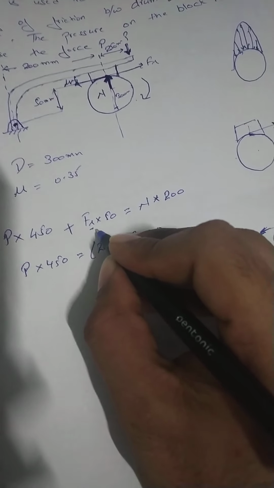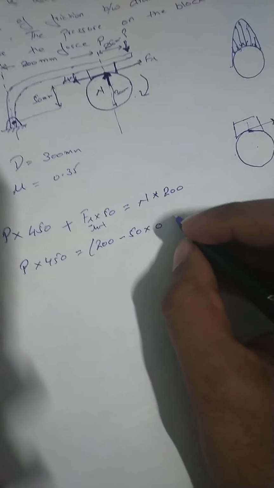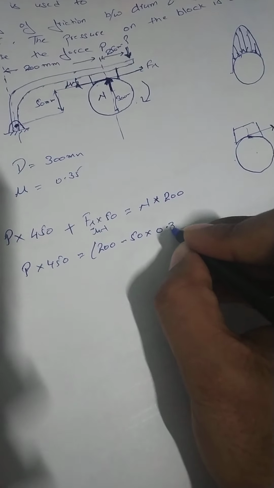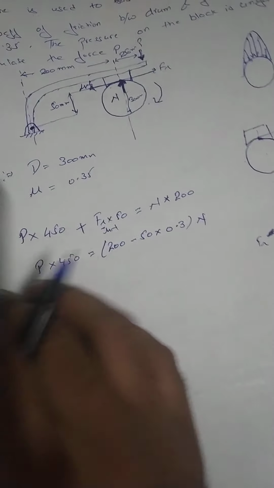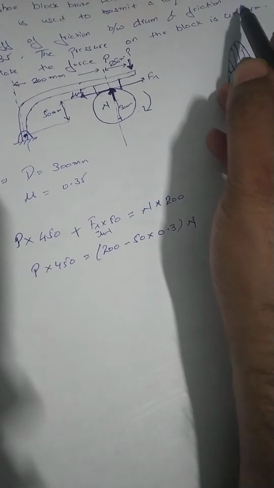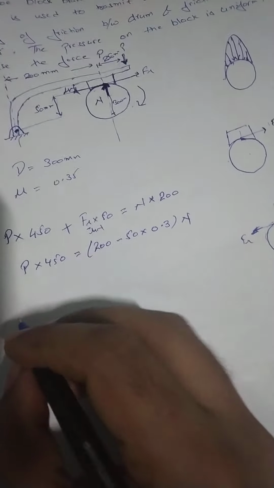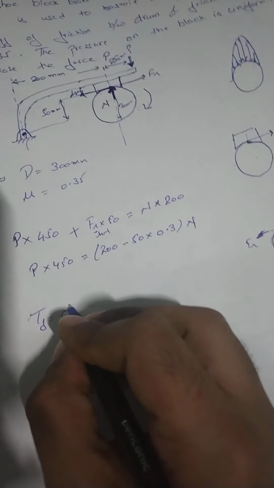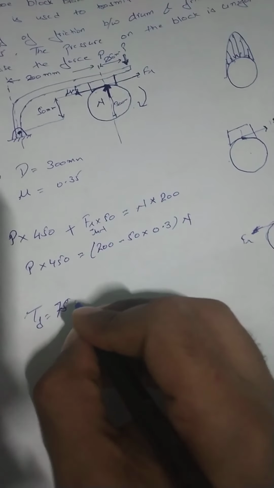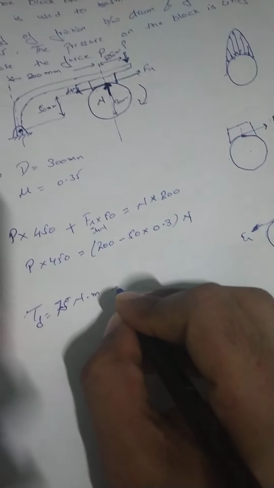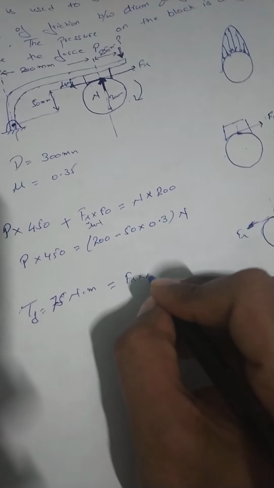So we can write it as P into 450 equal to (200 minus 50) into Fr, and we can write Fr as mu N, 0.35, taking it common. And as you know, we have a given torque of 75 Newton meter. TF is equal to 75 Newton meter, which is equal to Fr into R.